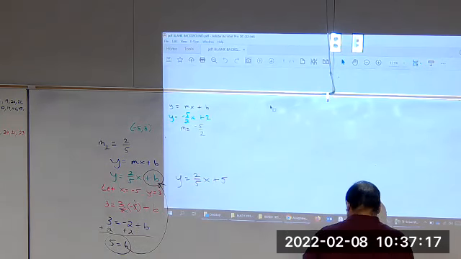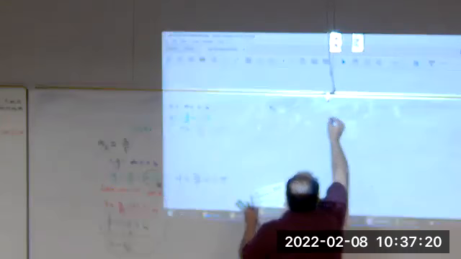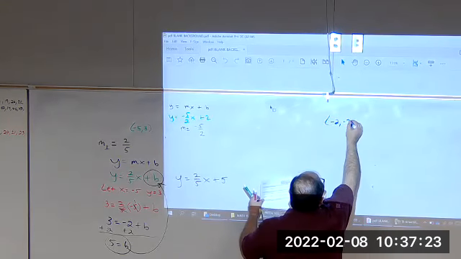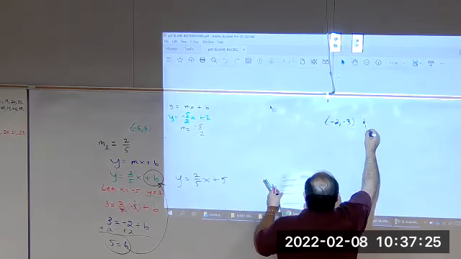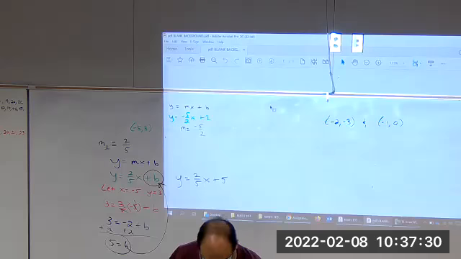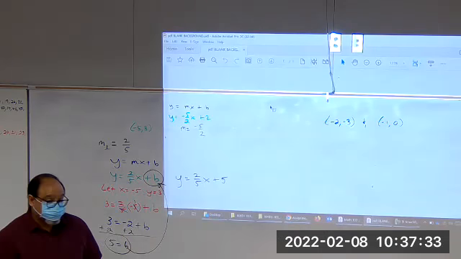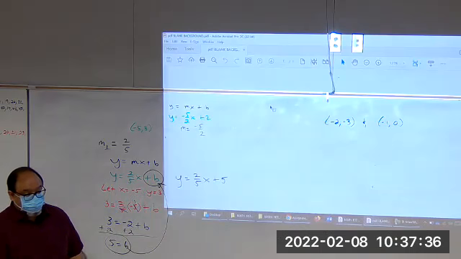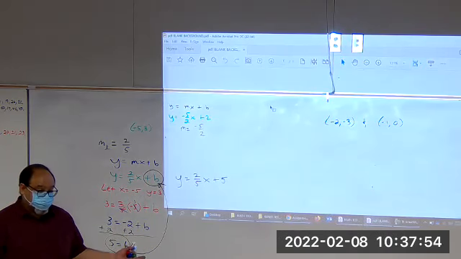And then number 6, it goes through the points -2, -3, and -1, 0. Step 1, gotta find the slope. Well, this time slope's not handed to you. But this is just like the quiz you took. Now remember, tests are not open note. Quizzes are, tests are not. Tests is you, the test, a pencil, straight edge, calculator, that's all you do.